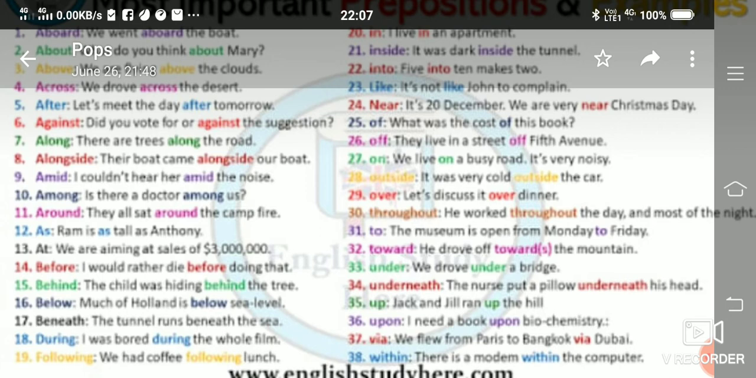Upon: I need a book upon biochemistry. Via: we flew from Paris to Bangkok via Dubai.